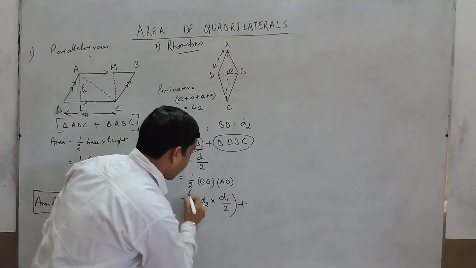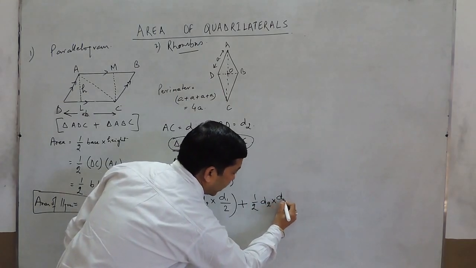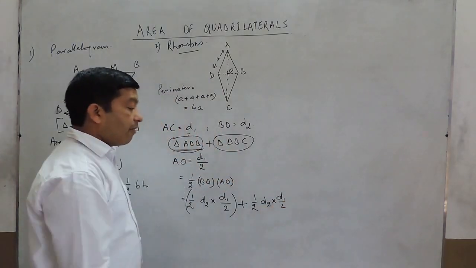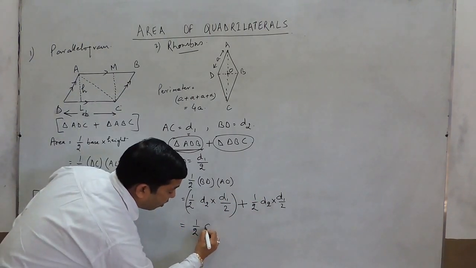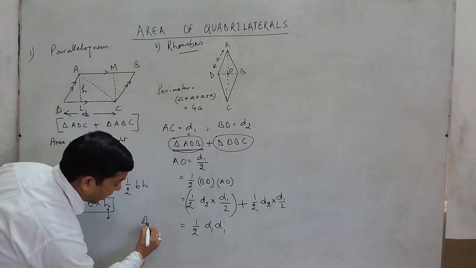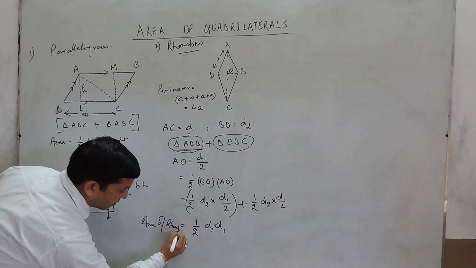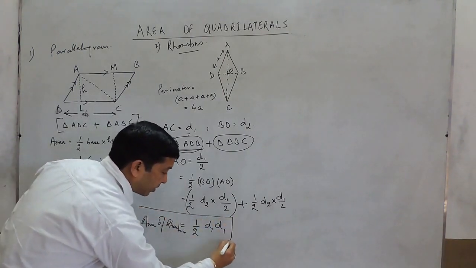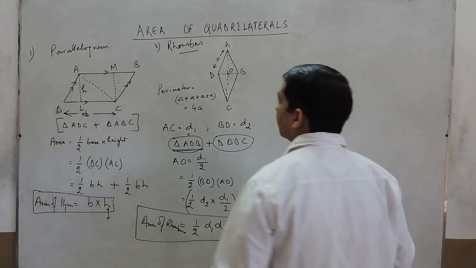So again we can write plus half of D2 multiplied by D1 upon 2. When we add these two, it becomes 1 upon 2 D1 into D2, and this is the area of our rhombus. So the area of a rhombus is half the product of the two diagonals.